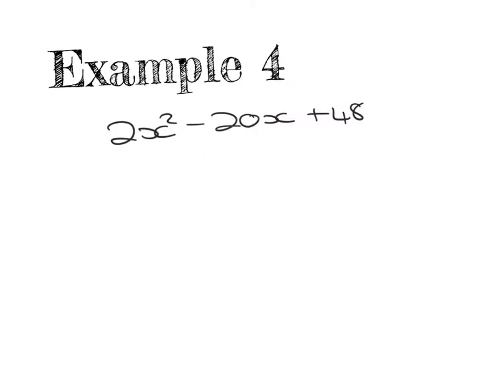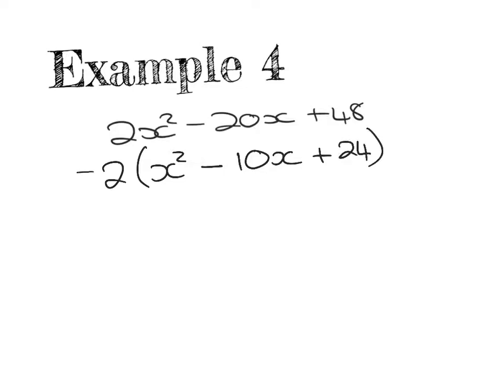In this example, you'll see that in front of your x squared there's a 2. You're not allowed to have a number here. It's only got to be a 1. So what I do is I take my 2 out as a common factor. Write x squared minus 2 divided by 20 is 10, and x plus 2 divided by 48 is 24.